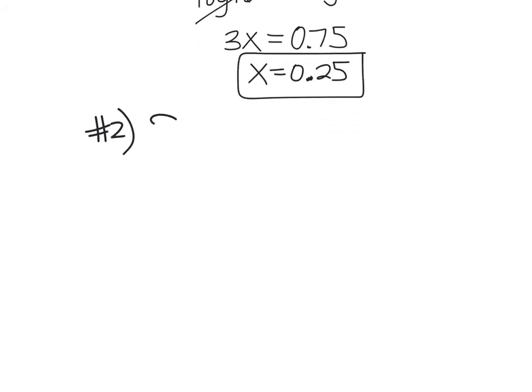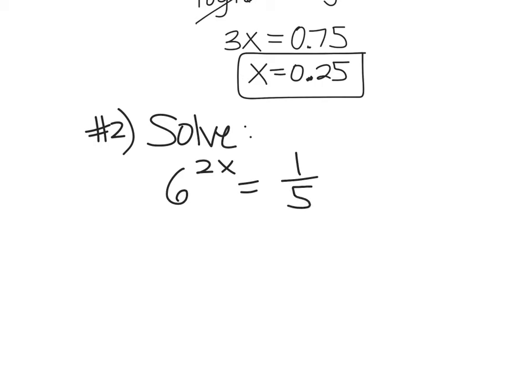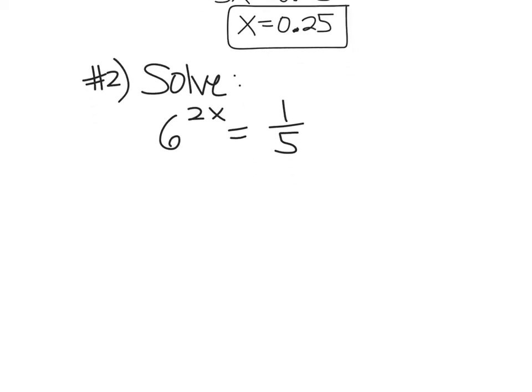All right, here we go. Number 2. Solve 6 to the 2x equals 1/5. It's pretty much the same problem. It's just these are going to be uglier numbers. We're going to get a decimal answer by hand.